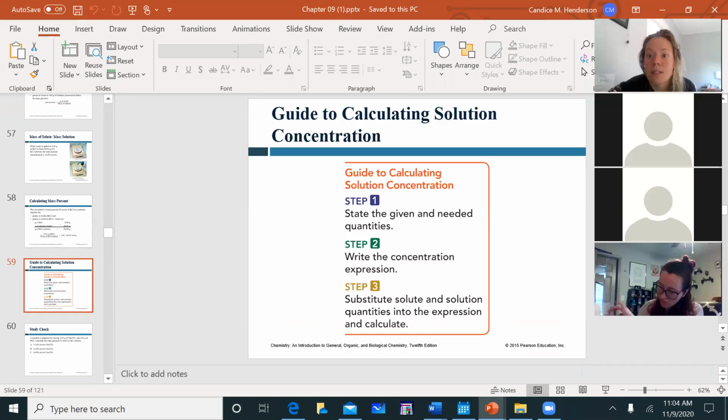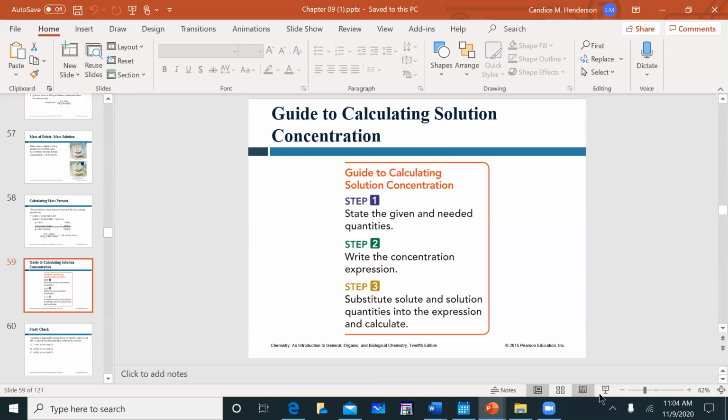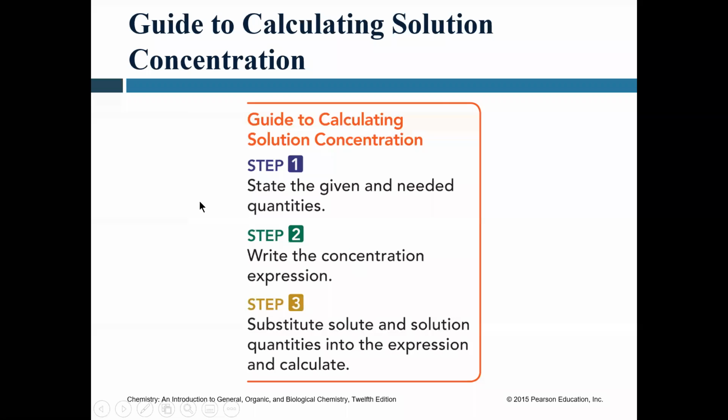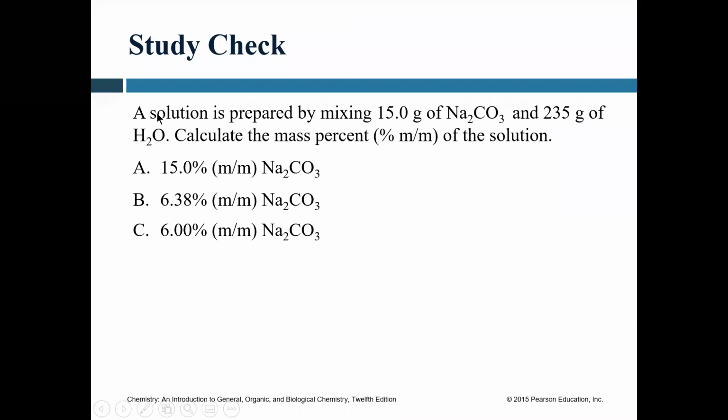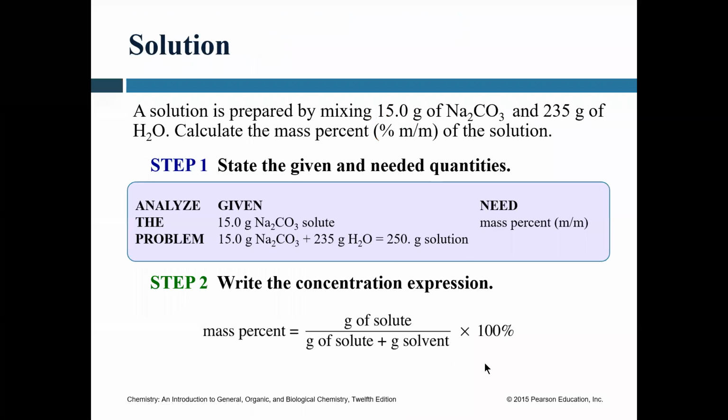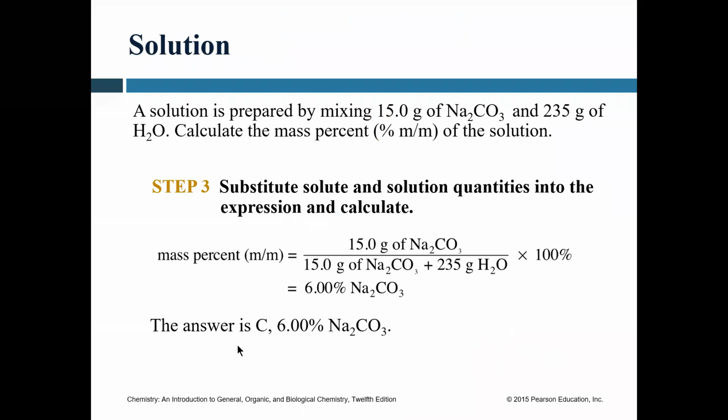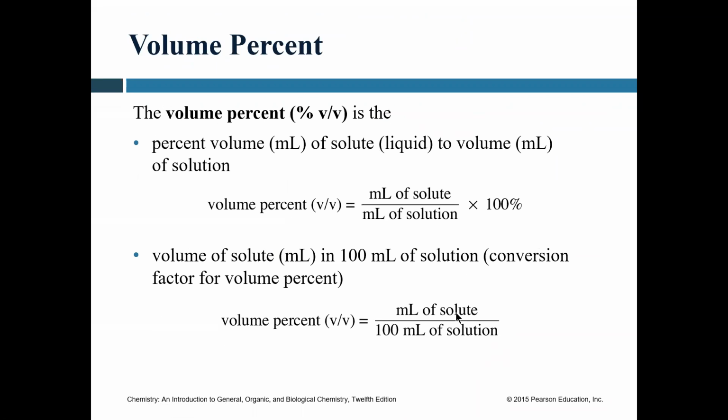You take the mass of the solute divided by the mass of the whole solution to get your value. So here we've got a solution prepared by mixing 15 grams of Na2CO3 and 235 grams of water. Calculate the mass percent. So we would take the 15 grams and divide it by 15 plus the 235. All right, so both of those two components added together to give us 6%.